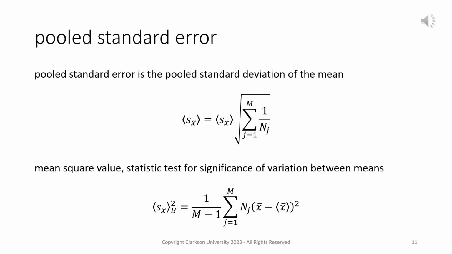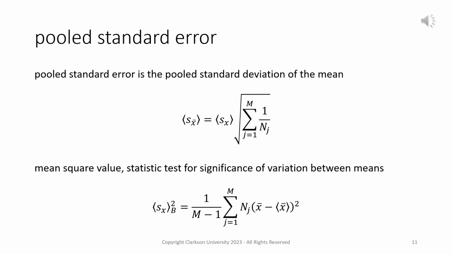The pooled standard deviation of the means, or pooled standard error, is computed by bracket s sub x bar is equal to the pooled standard deviation times the square root of the sum of j equals 1 to m of 1 over n sub j.